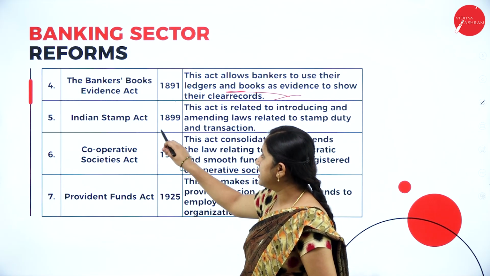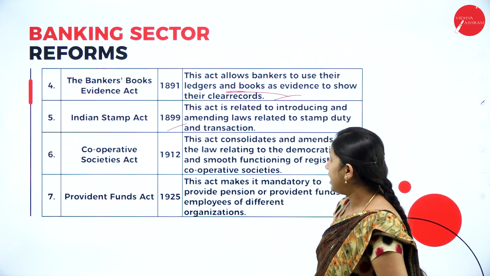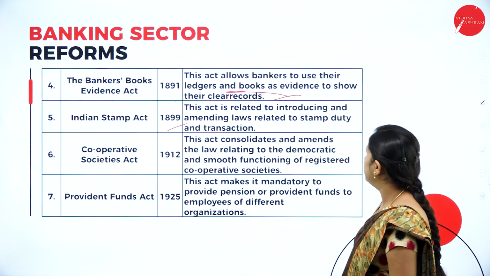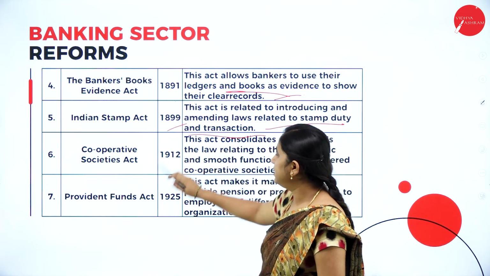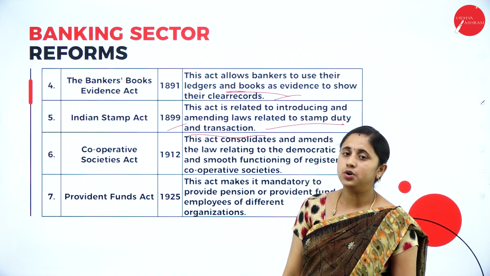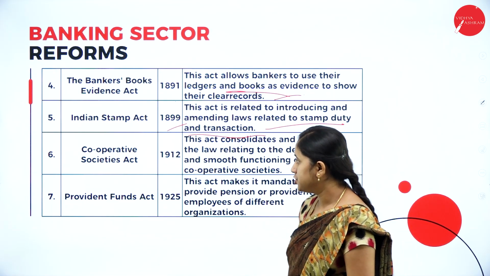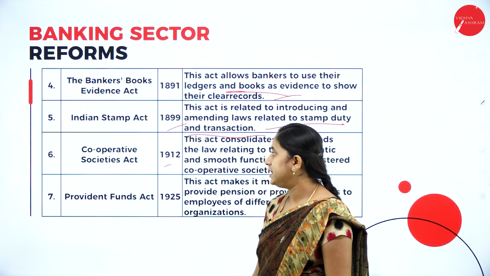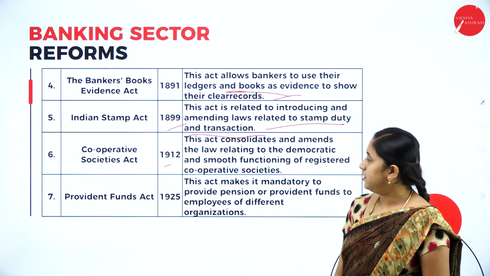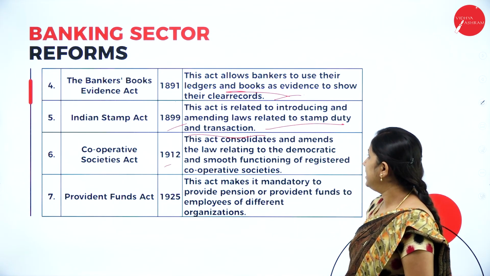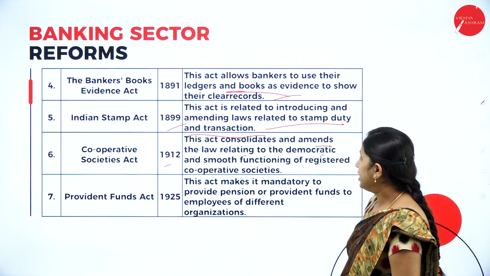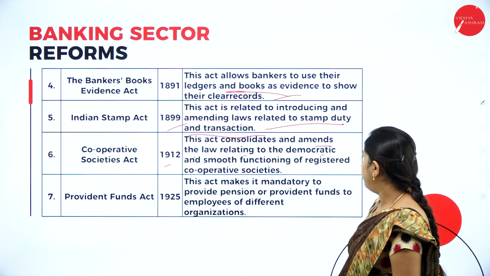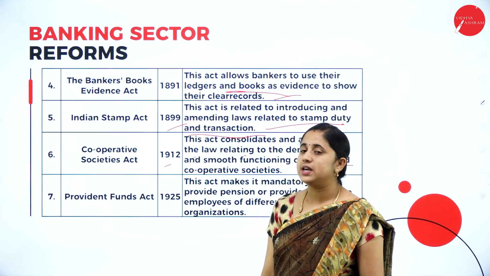Next one, Indian Stamp Act 1899. This act is related to introducing and amending law relating to Stamp Act and transaction. Next one, Cooperative Society Act 1912. So this act consolidates and amends the law relating to the democratic and smooth functioning of registered cooperative society.